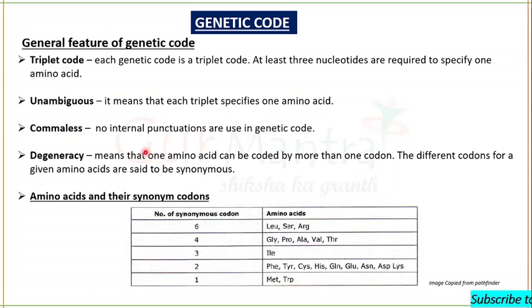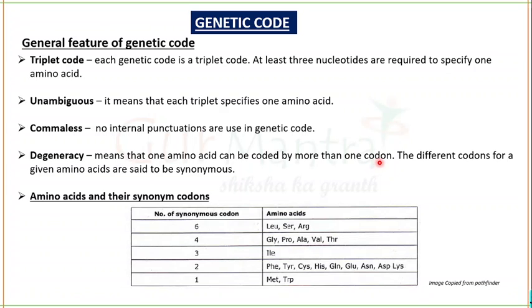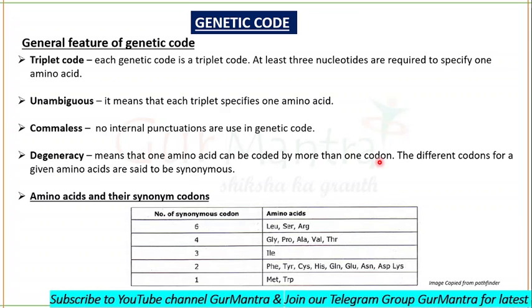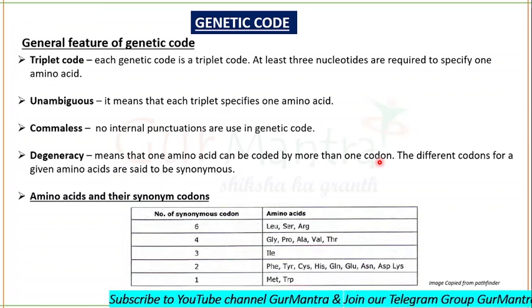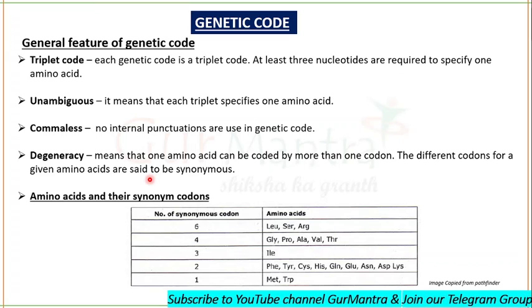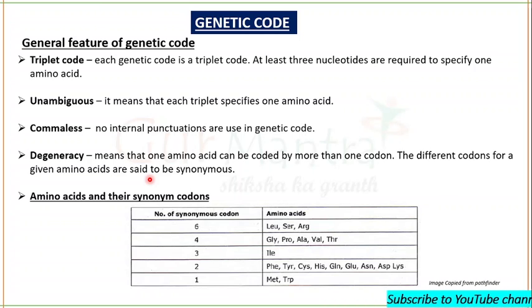Okay. Degeneracy. It means that one amino acid can be coded by more than one codon. Do not get confused between unambiguous and degeneracy. Unambiguous means each triplet, each codon will be encoding one amino acid. It will specify only one amino acid. But degeneracy means one amino acid can have more than one codon. So the different codons for a given amino acid are said to be synonymous. If a particular amino acid is having more than one codon, then those codons will be called synonymous.